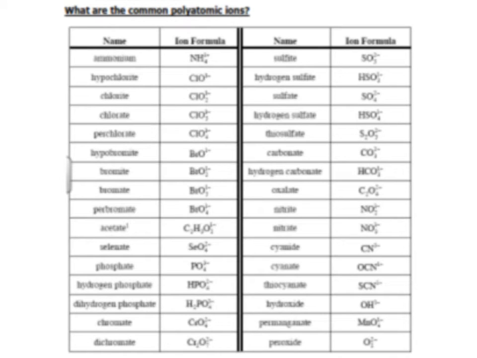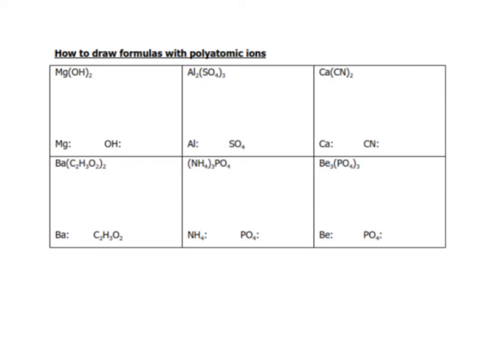So this is just a list of some common polyatomic ions. When you see some of these as groups and you see that they're the same on the reactant and product side, their group hasn't switched. It's just easier to think of them as a group and not split them up into their individual elements.